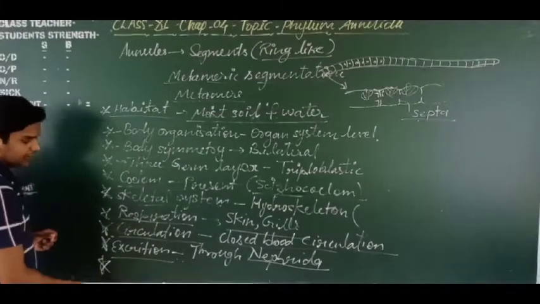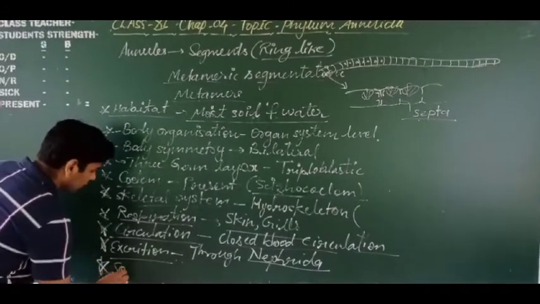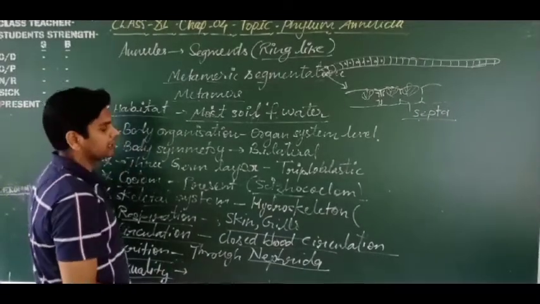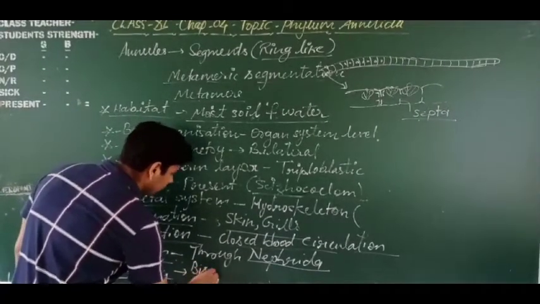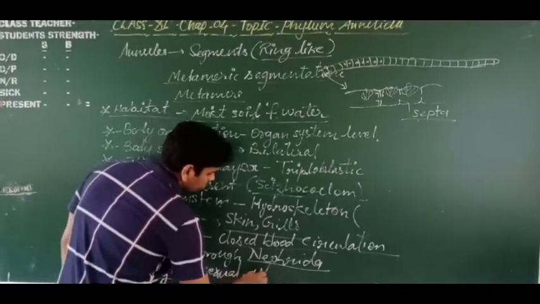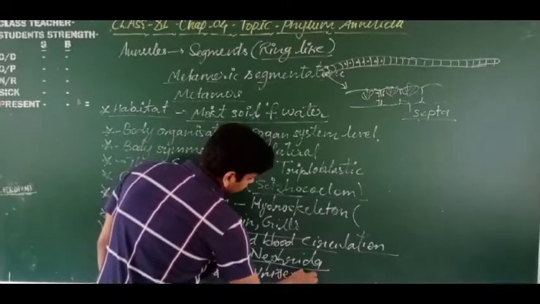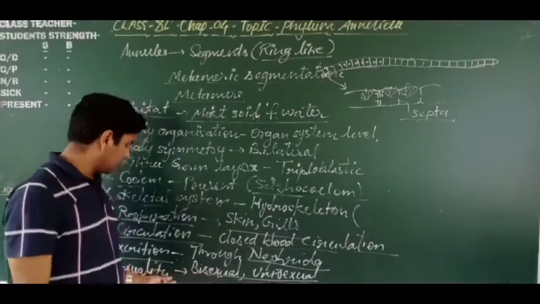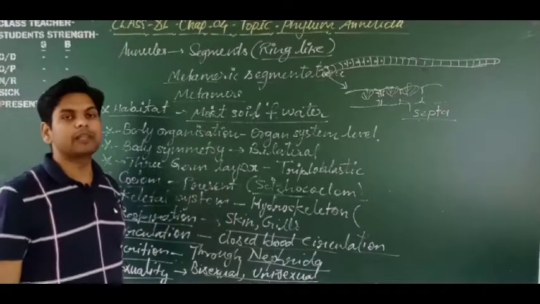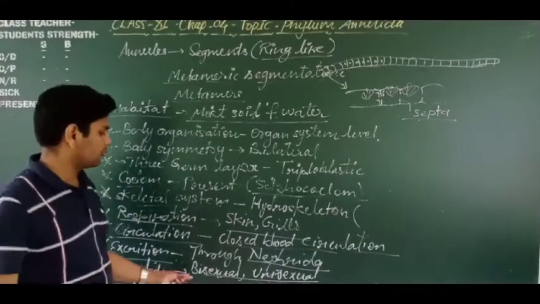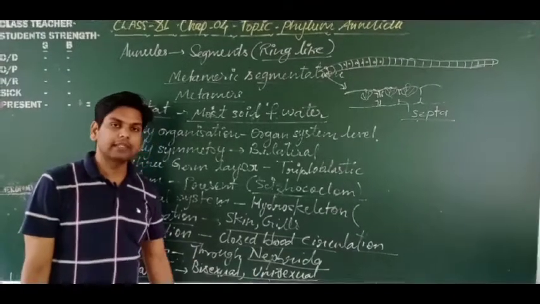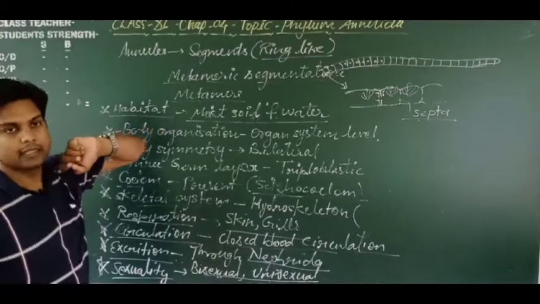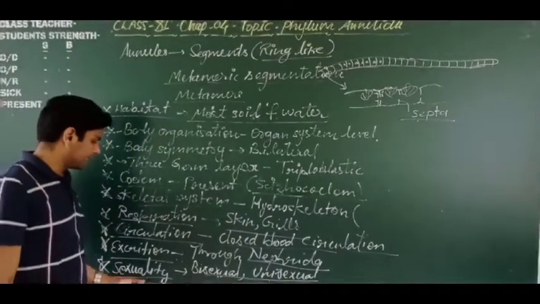Next point is the sexuality of the organism. Dear students, mostly animals are bisexual and some unisexual. So unisexual and bisexual animals are both present in this phylum. Mainly earthworm and leech are bisexual or hermaphrodite animals, and unisexual animals are also present in this phylum, just like Nereis. So here we are discussing the sexuality.